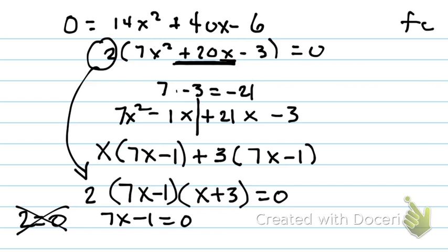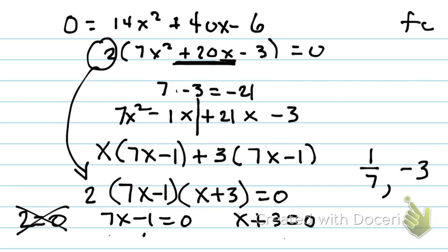7x minus 1 equals 0, and x plus 3 equals 0. Solve these two linear equations by doing the opposite. So here I need to add the 1 and then divide it by what? If you add a 1 and divide it by 7, you get 1 over 7. Here I just need to subtract the 3, which gives me negative 3.